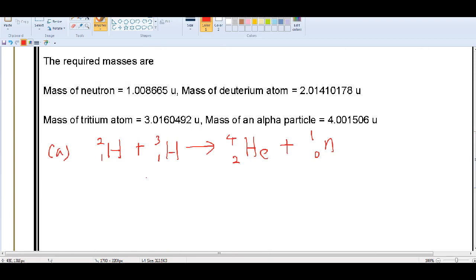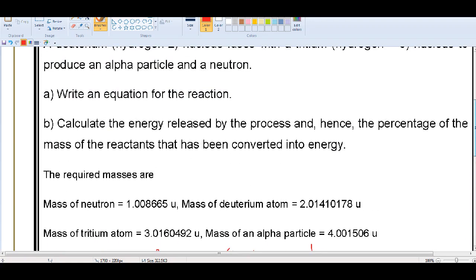So can we balance it? Atomic number: 1 plus 1 is 2, and on the right-hand side 2 plus 0 is 2. Mass number: 2 plus 3 is 5, and 4 plus 1 is 5. So everything is balanced, so A will be the case.